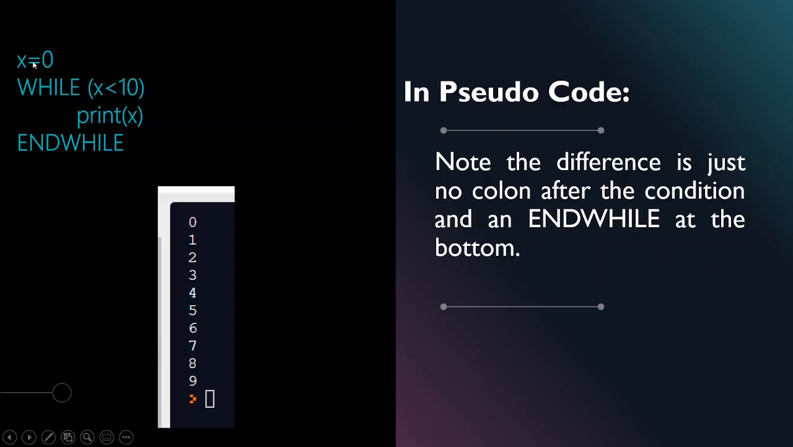Once again, the brackets are optional. So x is 0, while x is less than 10, print x. They don't have a colon. The way they know the difference between the start and the end of the while loop, instead of colon and tabbing it in like you do in Python, is they have an end while at the end. So basically everything in between those two words is part of the while loop. And it's the same with the if. They have an if and an end if. And everything between those two is part of the if.